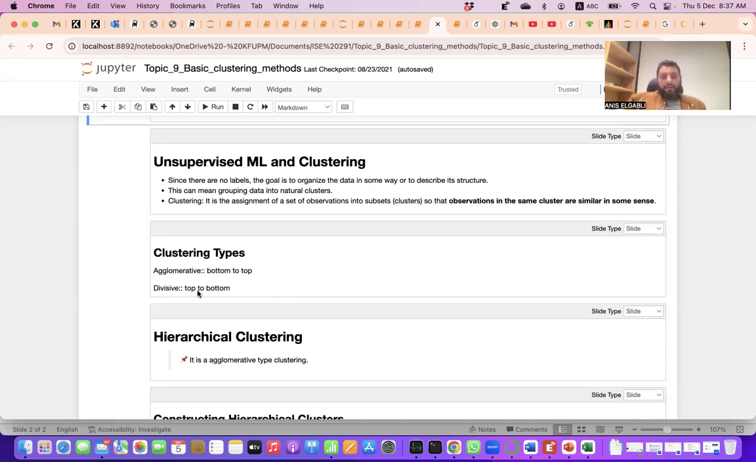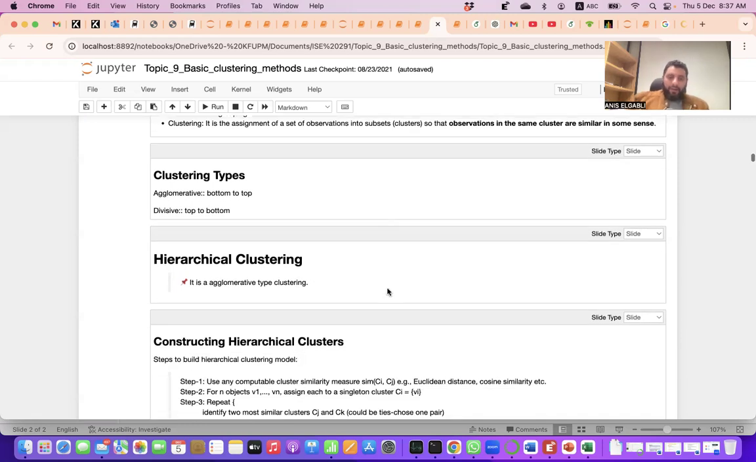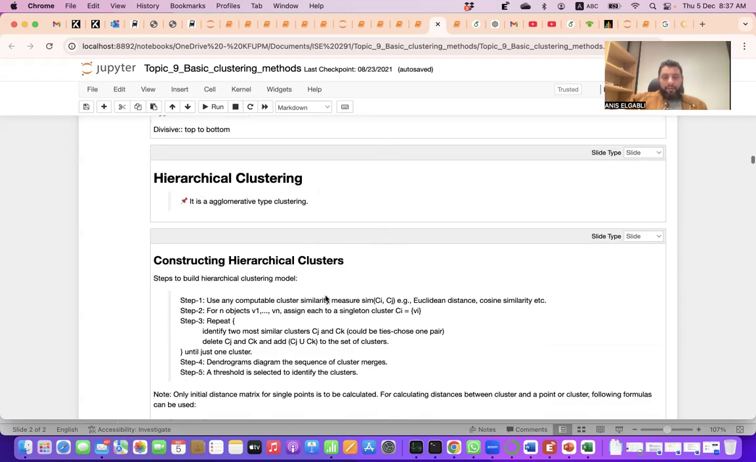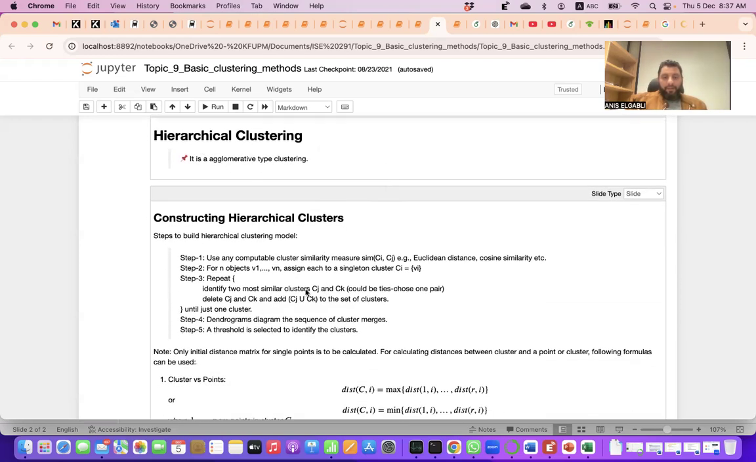The other type is the divisive approach, which is a top to bottom approach. It's the other way around. We start with all points belonging to the same cluster, and we start breaking that into smaller clusters. So we start with hierarchical clustering, which is under the agglomerative type of clustering. Here are the steps or the methodology of hierarchical clustering.